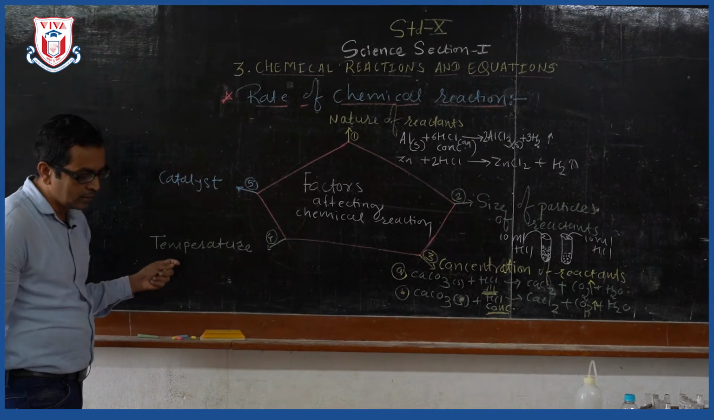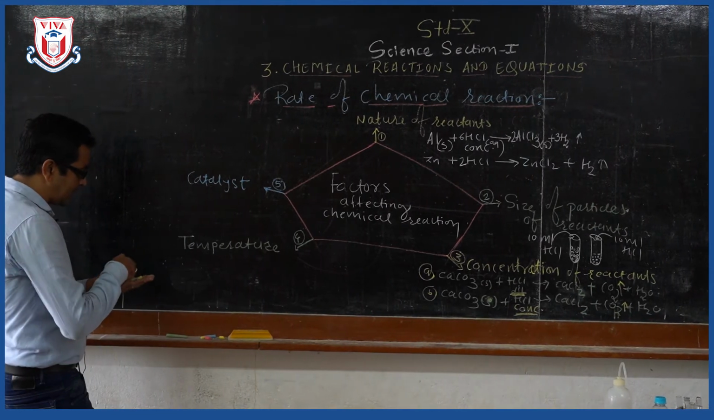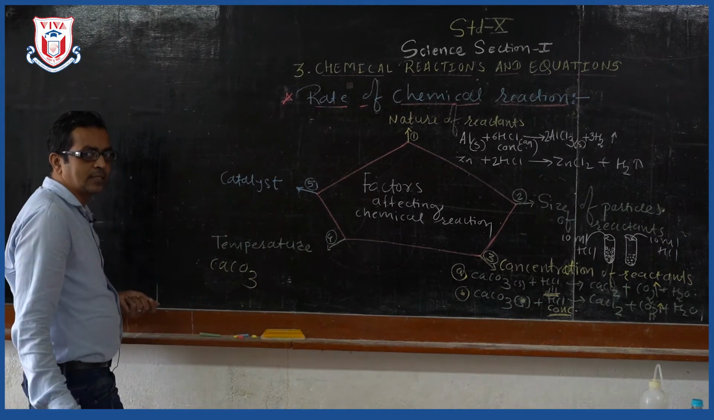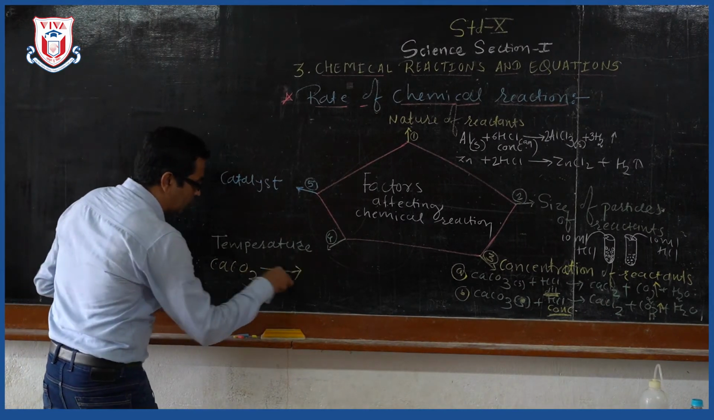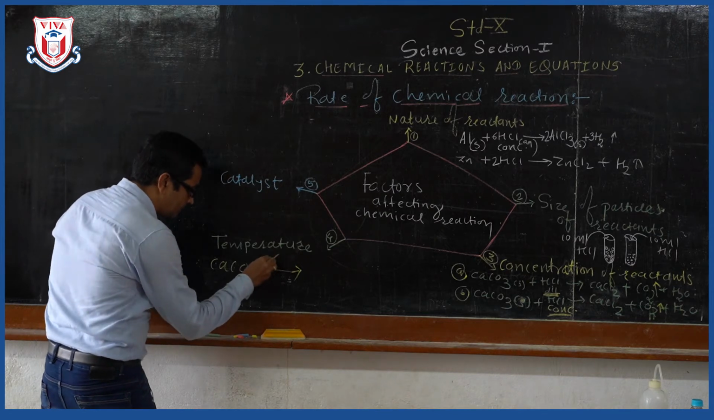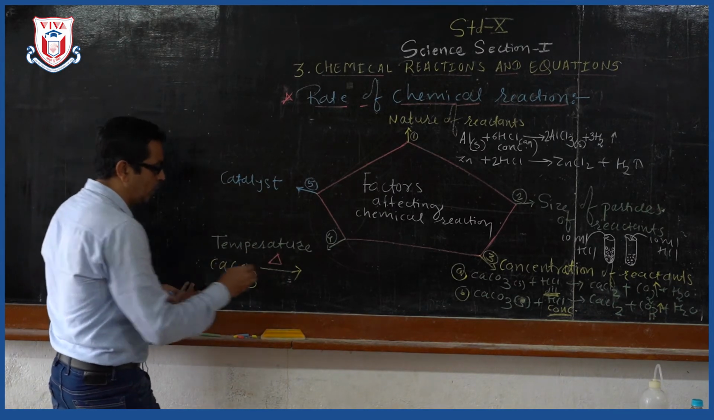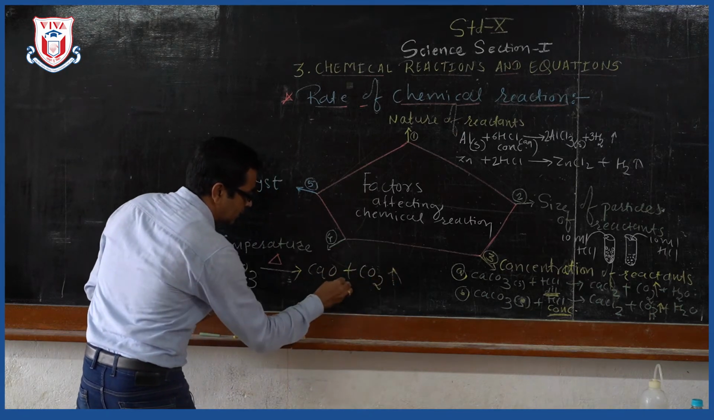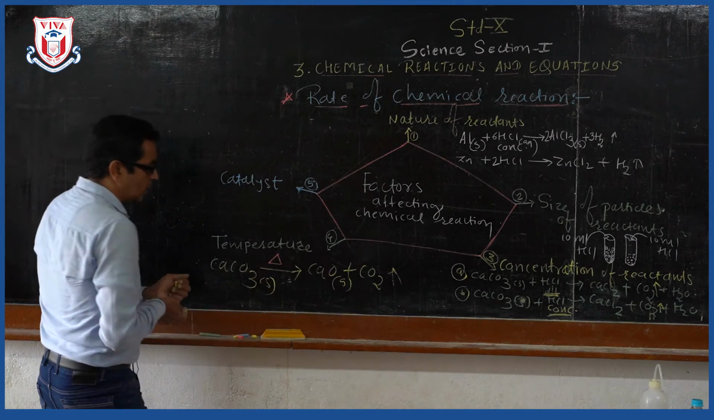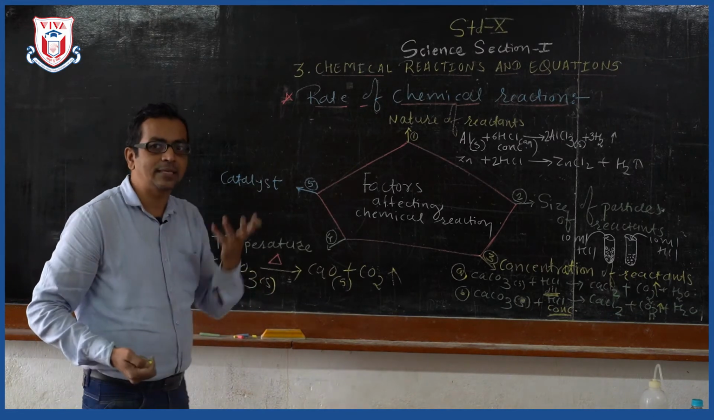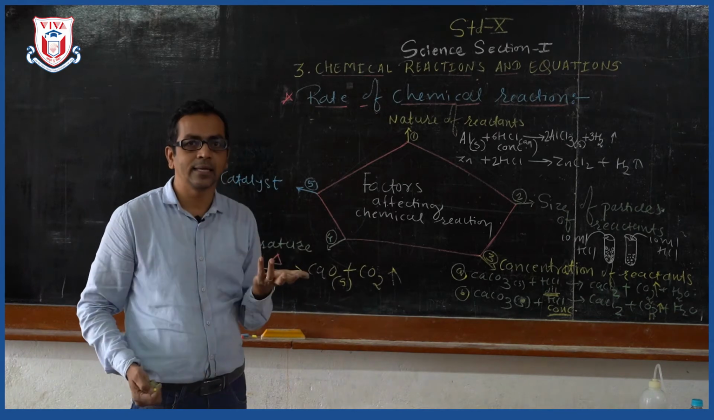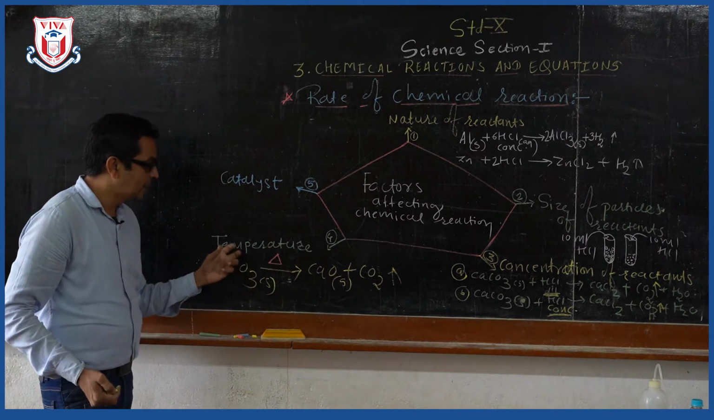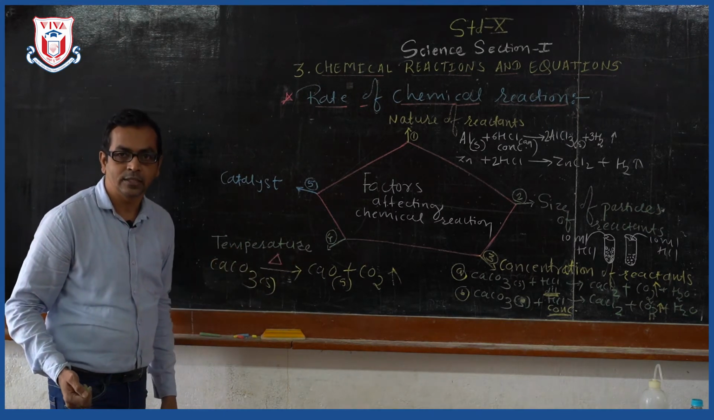Then the third factor which affects the rate of chemical reaction is temperature. Again take the same example, calcium carbonate. If we keep calcium carbonate as it is, then nothing will happen. But when you heat calcium carbonate, you will get CaO plus CO2 gas. So as the temperature increases, the rate of reaction, or speed of reaction, will increase. This example tells us that as the temperature increases, the rate of reaction will increase.